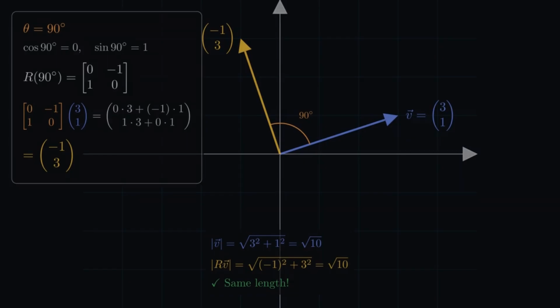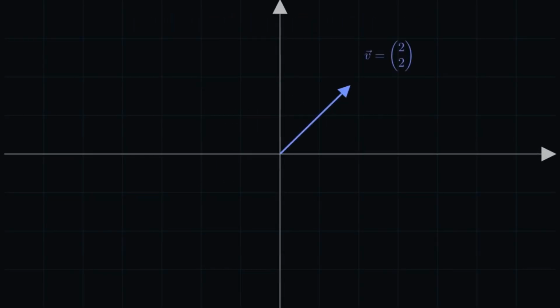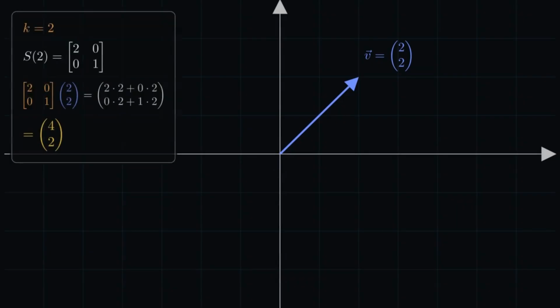Identical. Now let's look at a horizontal stretch. The matrix has k on the top left and 1 on the bottom right. This scales every x coordinate by k while leaving y unchanged. Let's stretch the vector (2, 2) horizontally by a factor of 2. 2 times 2 plus 0 times 2 gives 4. 0 times 2 plus 1 times 2 gives 2. The x component doubled from 2 to 4, while y stayed at 2.